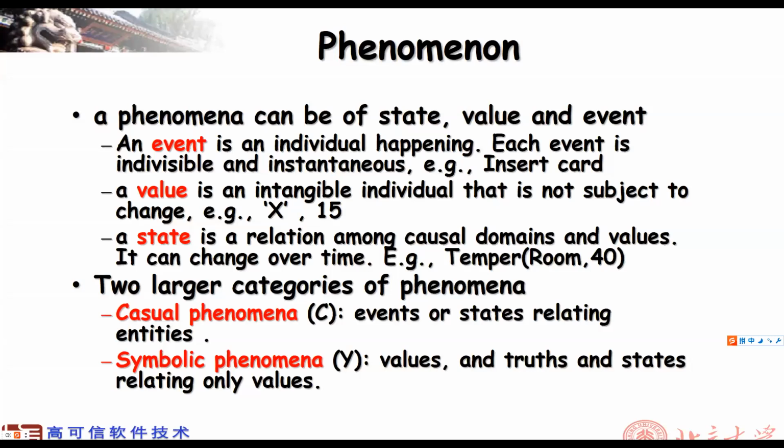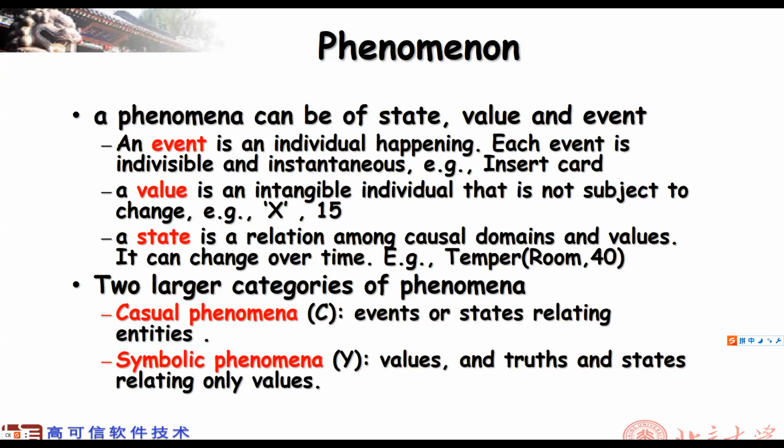Actually, a state is a relation, as we have defined in the state transition diagram. A state is a relation between variables and values. Here we think that only causal domains have state. So a state is a relation among causal domains and values. It can change over time, for example, the temperature of the room. Maybe it's over 40, or lower than 40. That's changing. And all these phenomena can be classified into larger categories. They are causal phenomena.